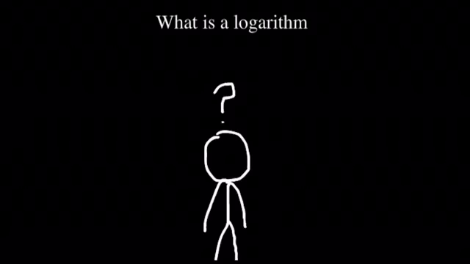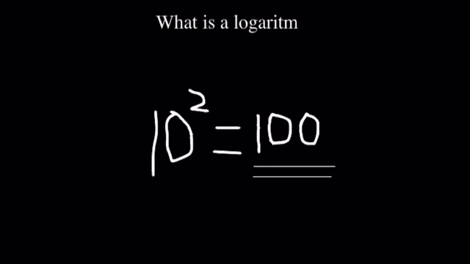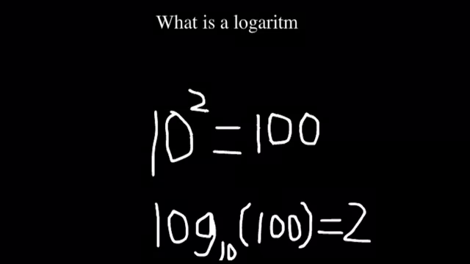What is a logarithm? Logarithms are the inverse of exponents, just like division is the inverse of multiplication. Instead of trying to find the answer to the exponent, you're trying to figure out how many times you're multiplying the base of the exponent. For example, 10 to the second power is 100, so the logarithm base 10 of 100 would be 2.